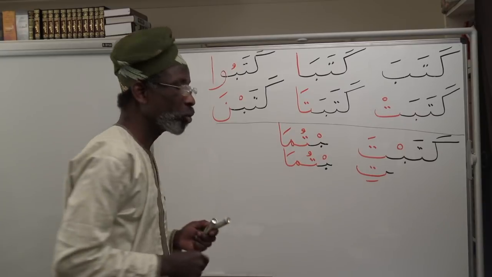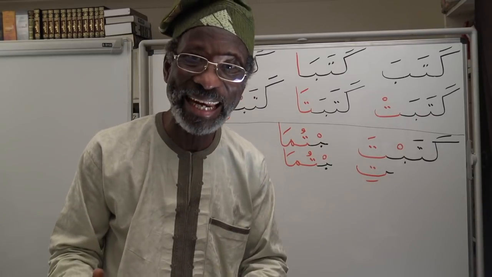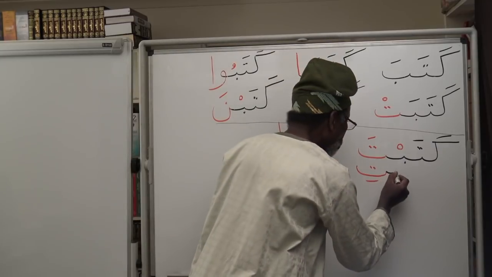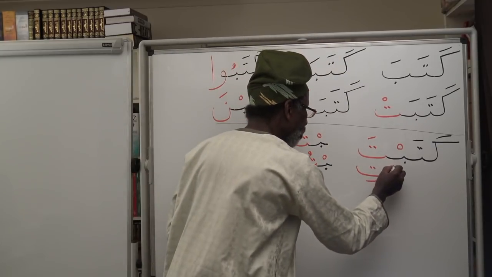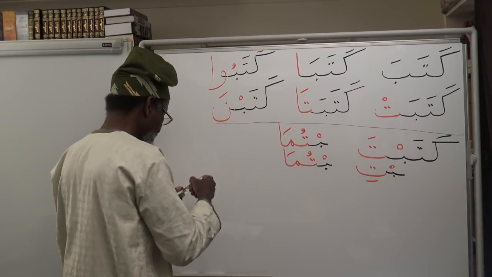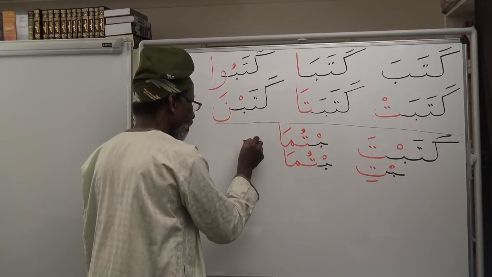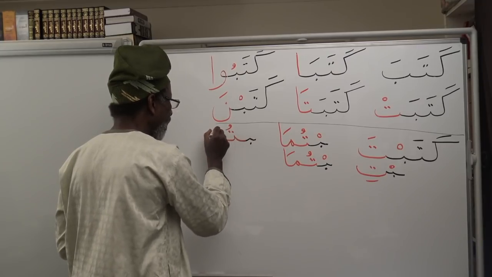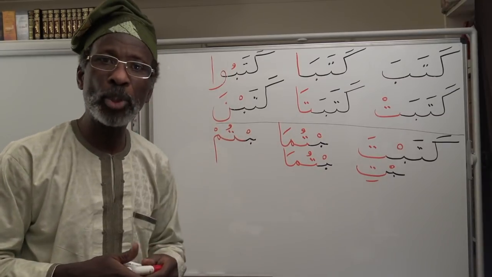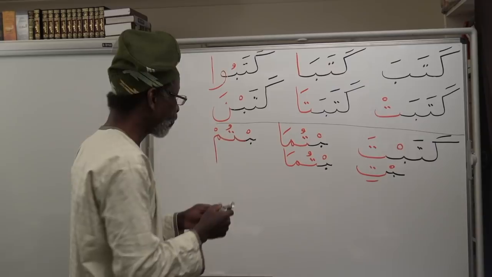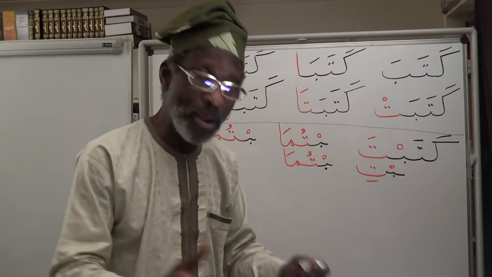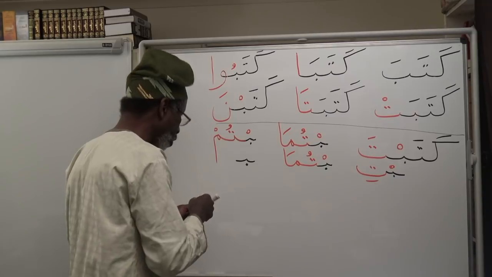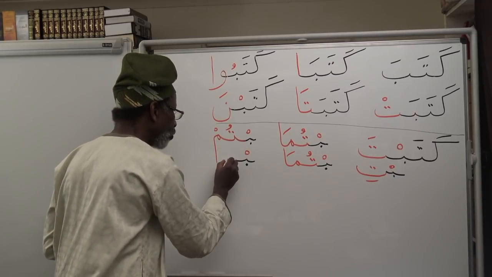Now, the last, you have the other two. If you are speaking to a group of men, three or more, remember, you still add your sukun. Your sukun still needs to be there. Now, for three or more men, you add tum, with sukun. Katab tum. Now, for the female equivalent, three or more women, you are going to add tunna. So this is your sukun on the last letter, and then tunna.